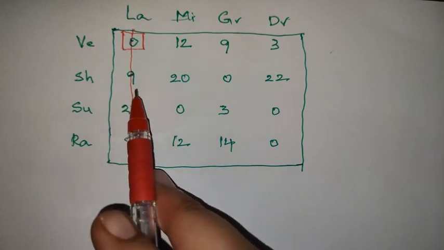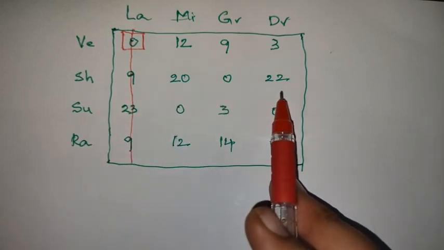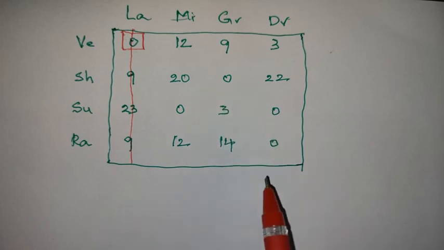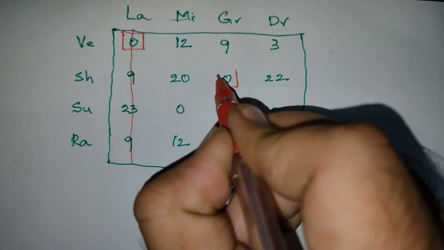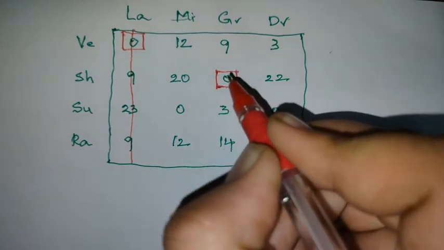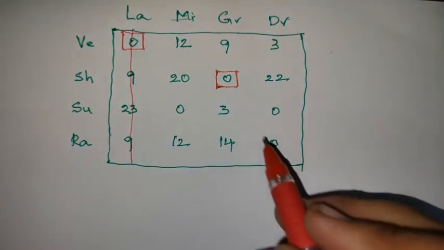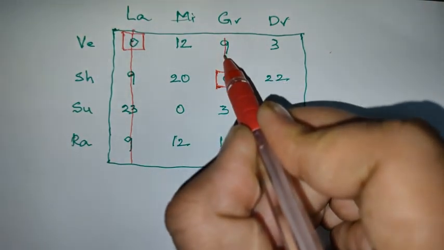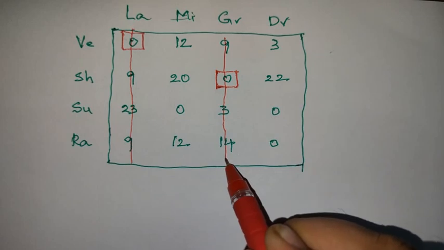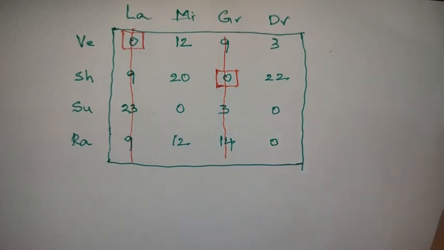Next, in the second row, how many zeros are there? A single 0 is there. So surround that 0 with a box. And then what is the column? Third column. So now strike off the third column in which the 0 is placed.